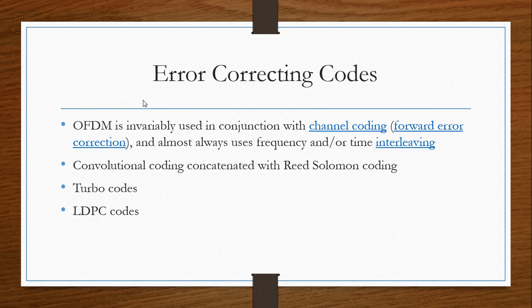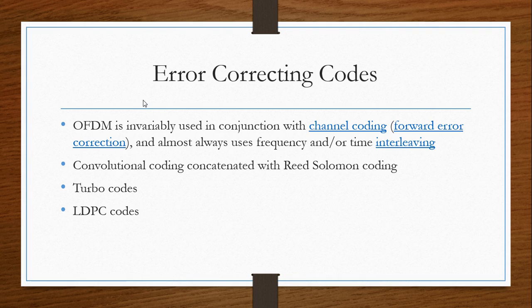Next one is the error correcting codes that we use. Some of the commonly used error correcting codes are turbo codes, convolutional coding, and LDPC codes, which I'd like to talk about. OFDM is basically invariably used in conjunction with channel coding and almost always uses frequency and/or time interleaving. So what exactly is frequency or time interleaving?